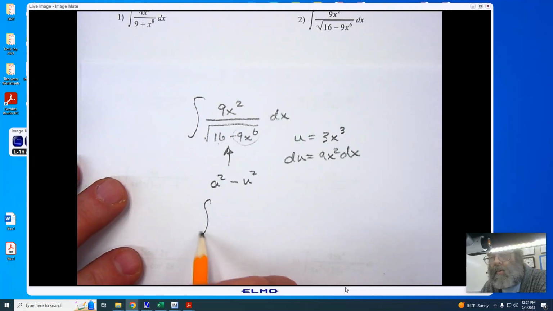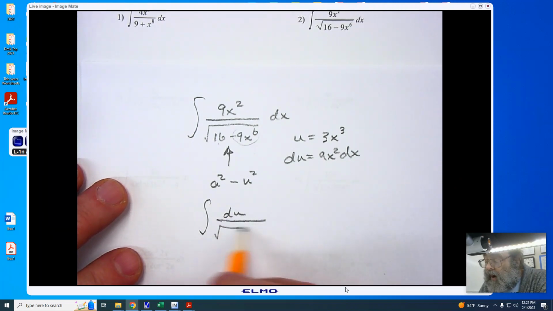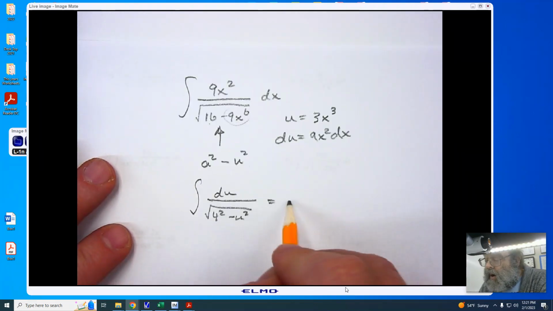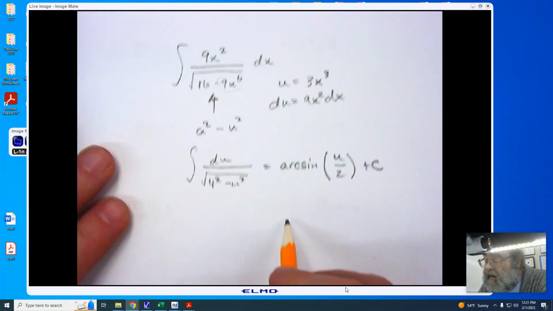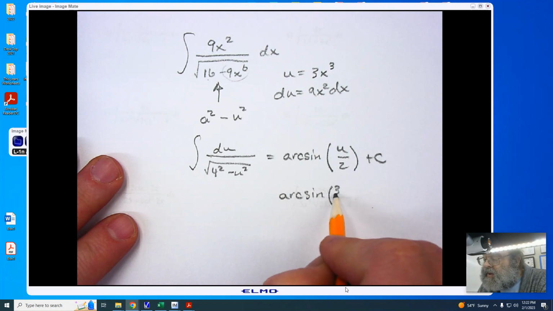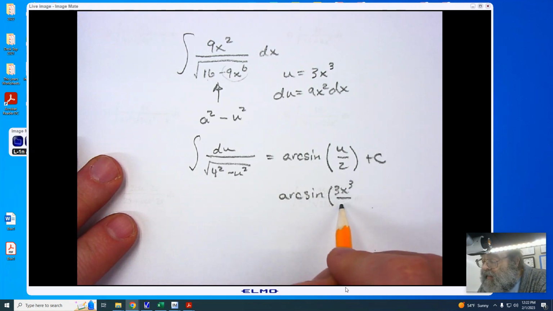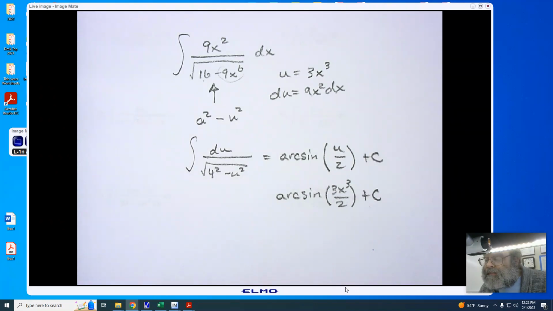With that, I can now do a direct substitution, and I can work with the du in the numerator, square root of 4 squared minus u squared. Now we know that this is the arc sine, and we're going to put u over 4 plus c, and I'm going to back substitute my u. Now don't fight these problems, please. They are not meant to be difficult. They're just meant to ask that you practice your rules.